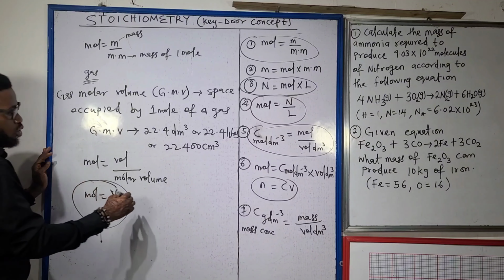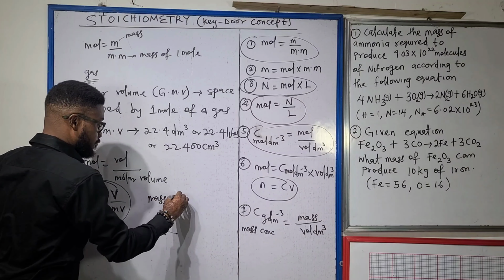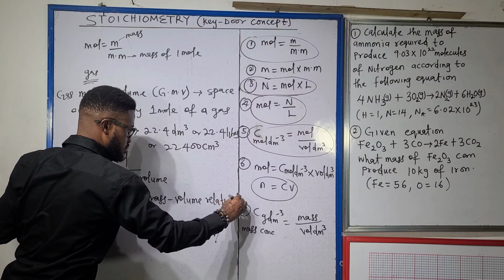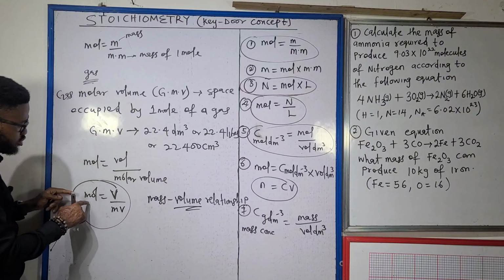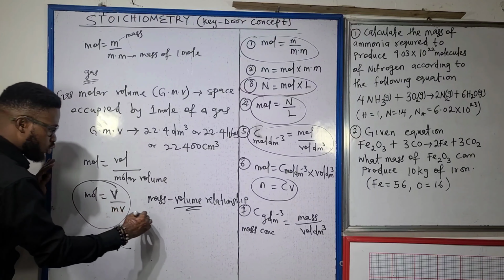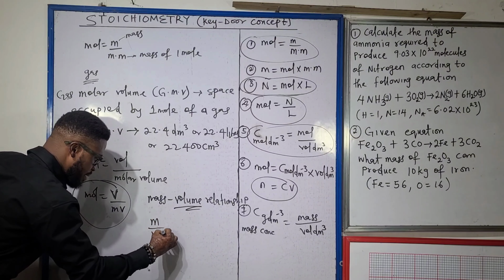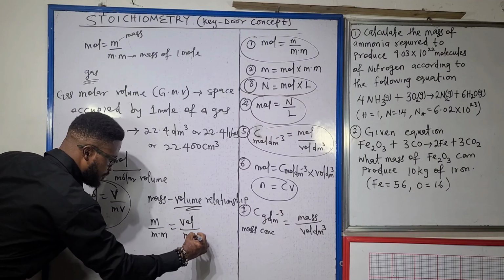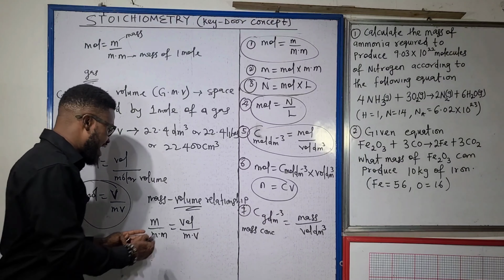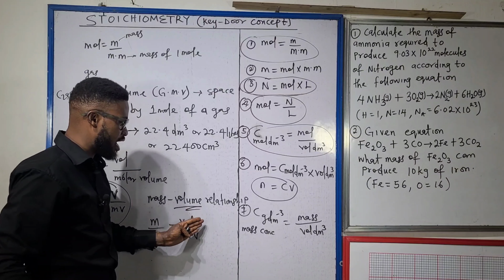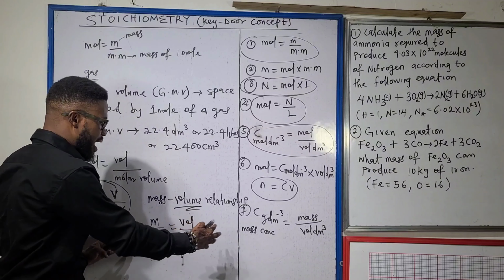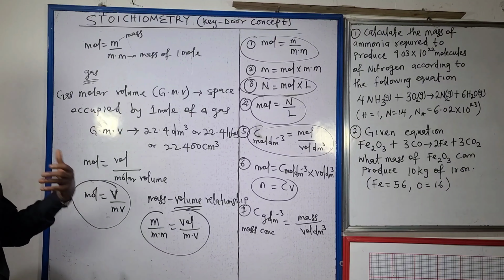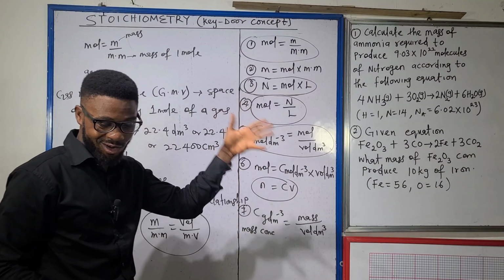Also, talking about what we call mass volume relationship, you just said mole equals to volume over molar volume. Mole is what? Mass over molar mass, and that is equals to volume over molar volume, gas molar volume. The implication is that I could navigate from mass to volume and I could navigate from volume to mass. This is what we call mass volume relationship. Having said all of this, it is about time we get into solving questions.